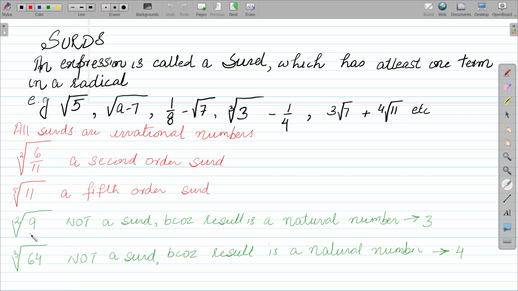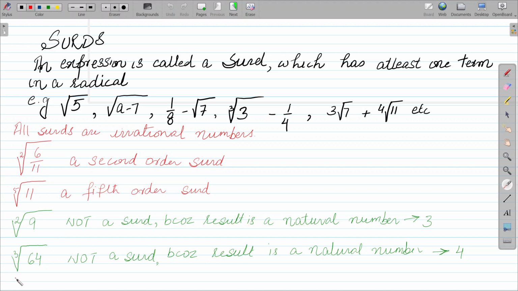Okay, like this, if you have again a surd in which there is 9 written, and you have to take out its square root. But if you take out the square root of 9, its answer will be 3, which is not an irrational number. So what does that mean? It is a natural number, so this is not going to be a surd.